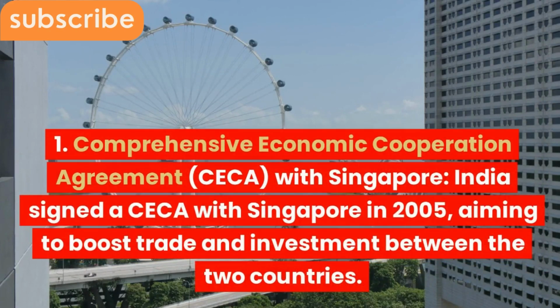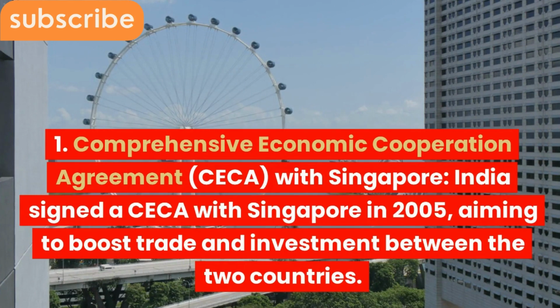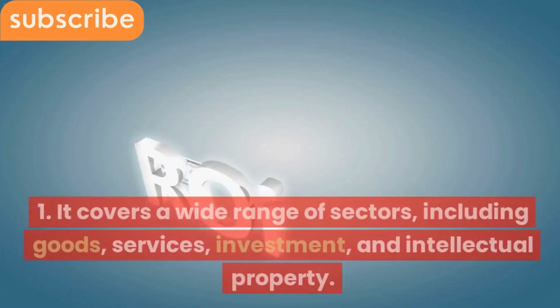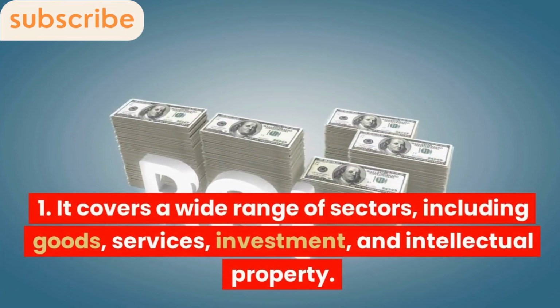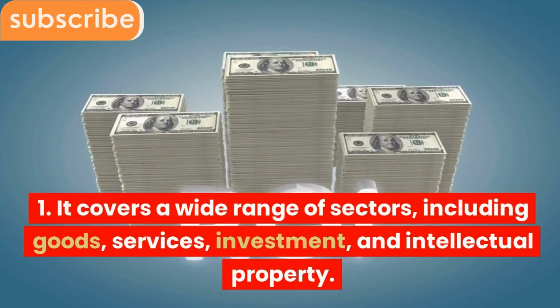Bilateral, regional, and global groupings and agreements involving India. 1. Comprehensive Economic Cooperation Agreement (CECA) with Singapore. India signed a CECA with Singapore in 2005, aiming to boost trade and investment between the two countries. It covers a wide range of sectors, including goods, services, investment, and intellectual property.